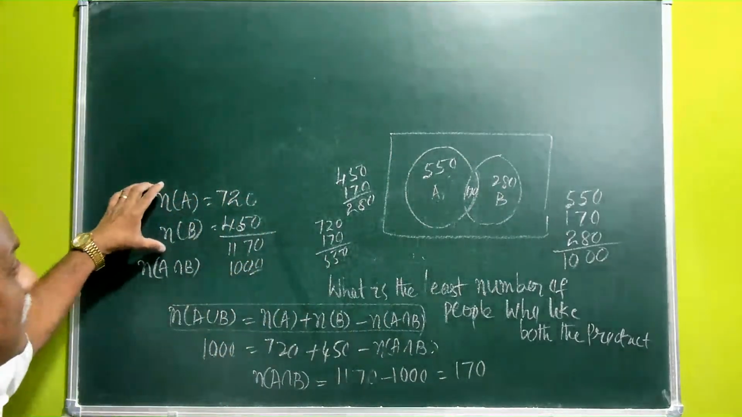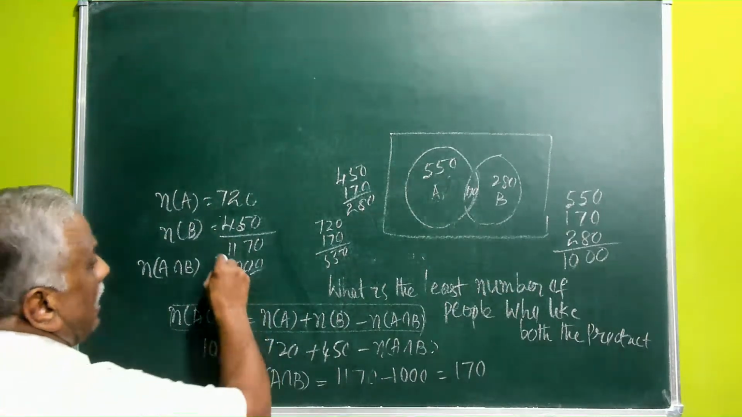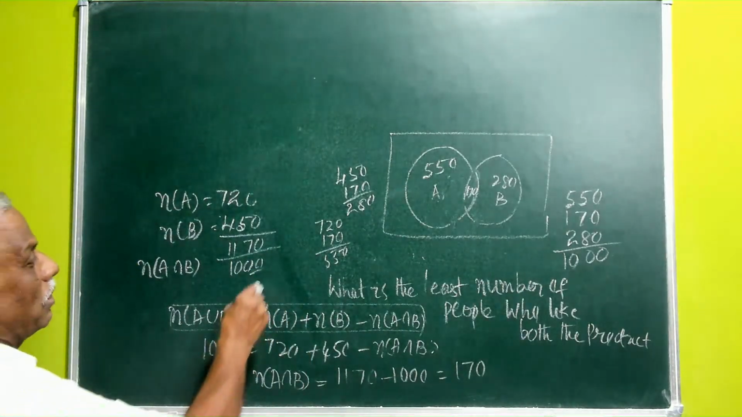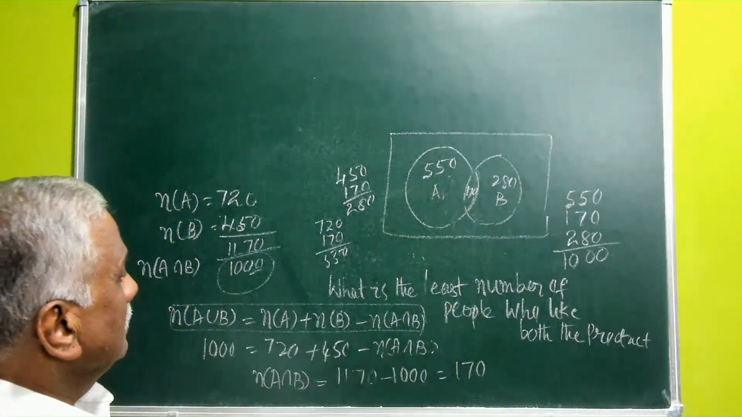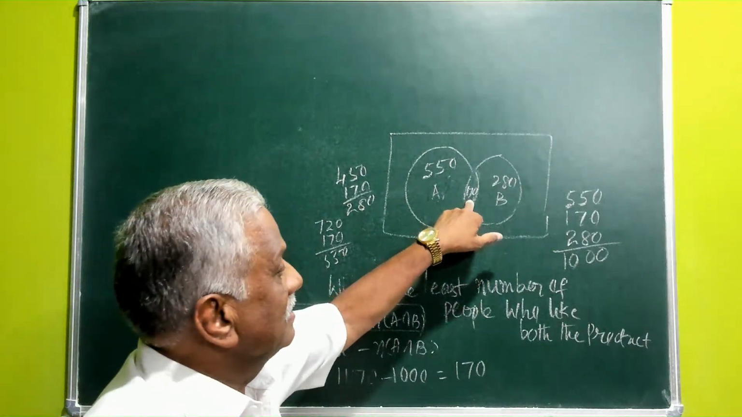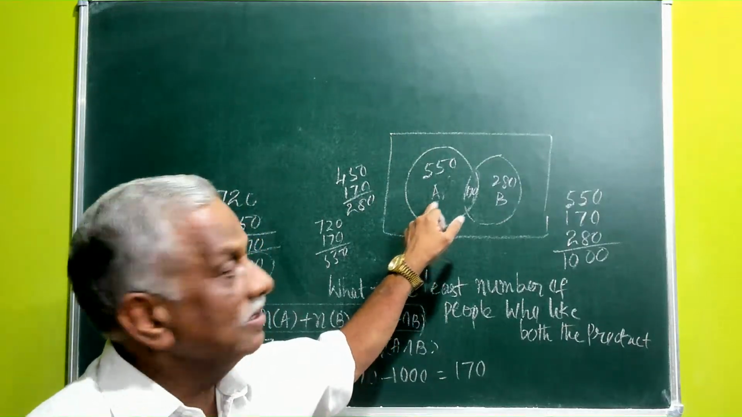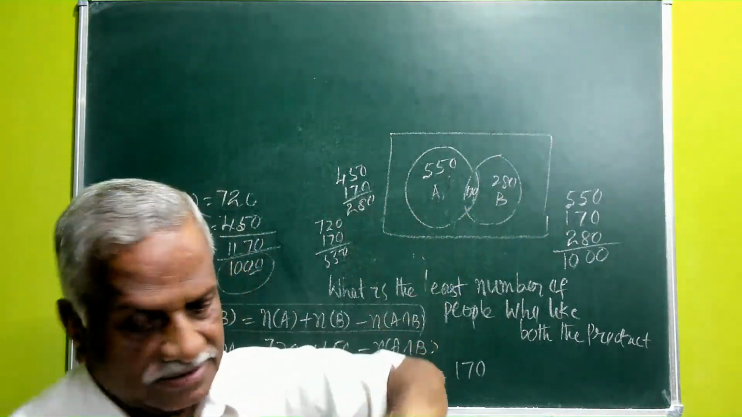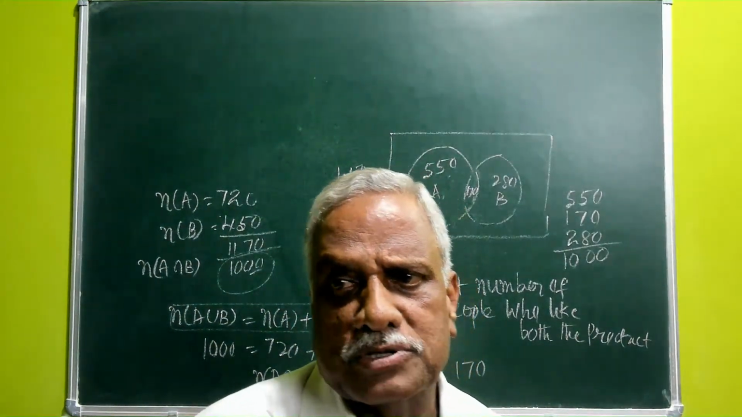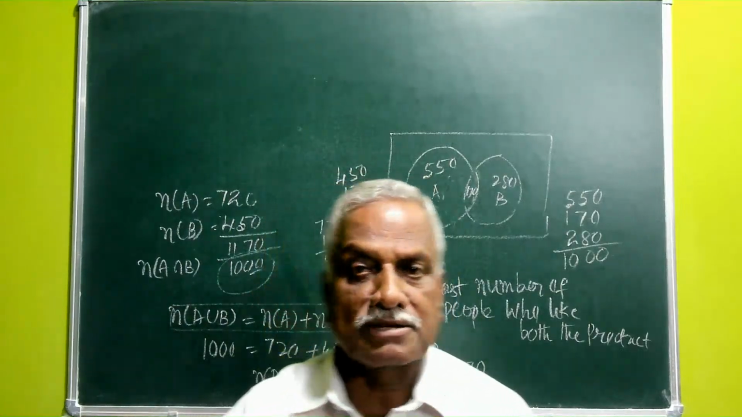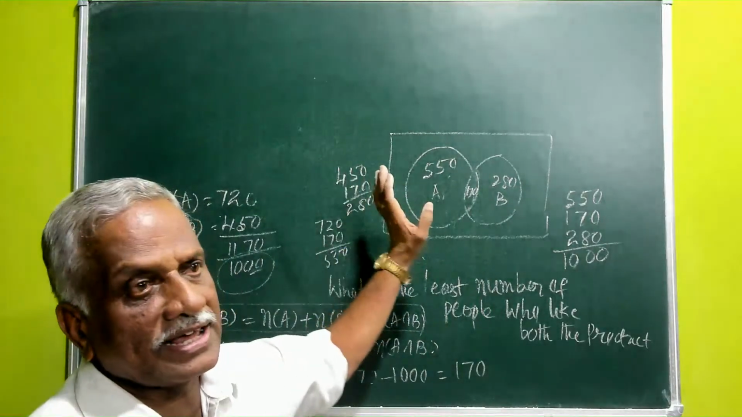So I'll just explain once again. 720 people like A product, 450 people like B product. When you add them, you are getting 1170. But there are only 1000 people. Therefore, 170 people must be liking both the product. If the question is how many are liking both the product, 170. Sometimes they ask a question otherwise. How many people will like A only? That is 550. How many people will like B only? 280. So these types of questions can be there. And there are some questions regarding some people pass in physics and some people pass in chemistry. How many people will both? So for all these things, I would rather suggest Venn diagram is the best method.